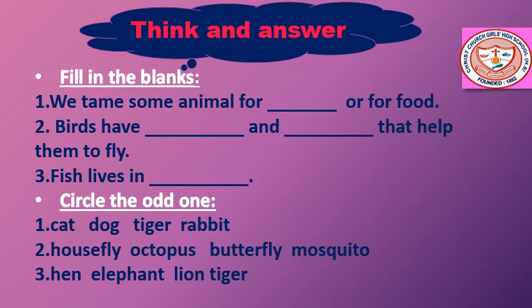Okay? Number two, housefly, octopus, butterfly, mosquito. Number three, hen, elephant, lion, tiger. Okay?